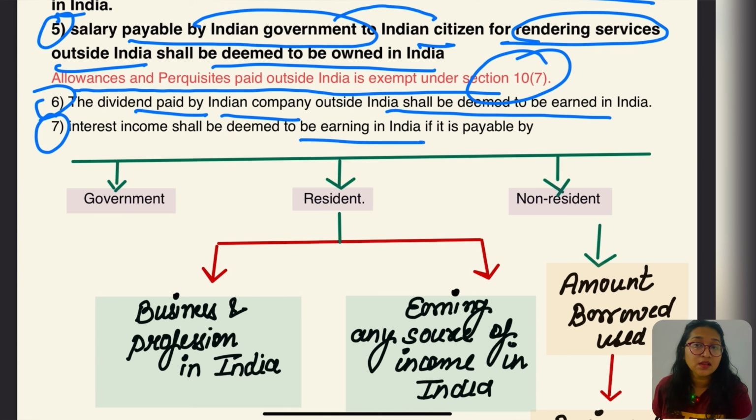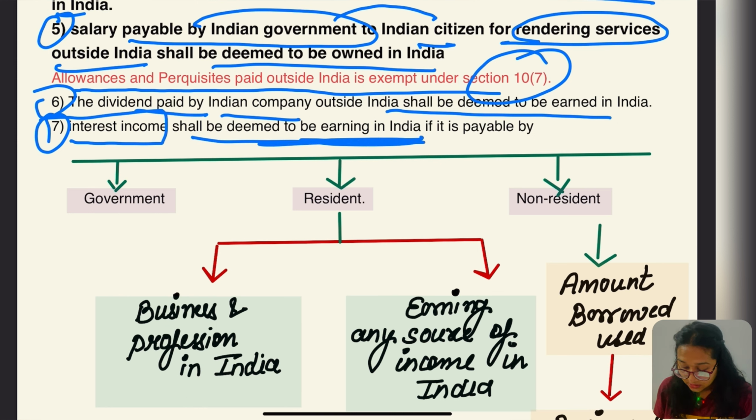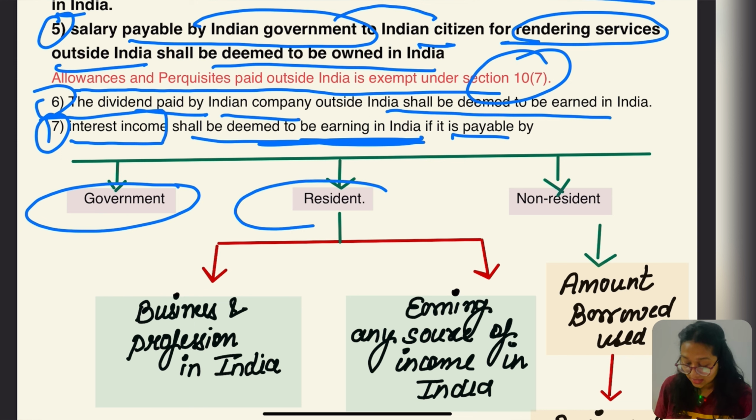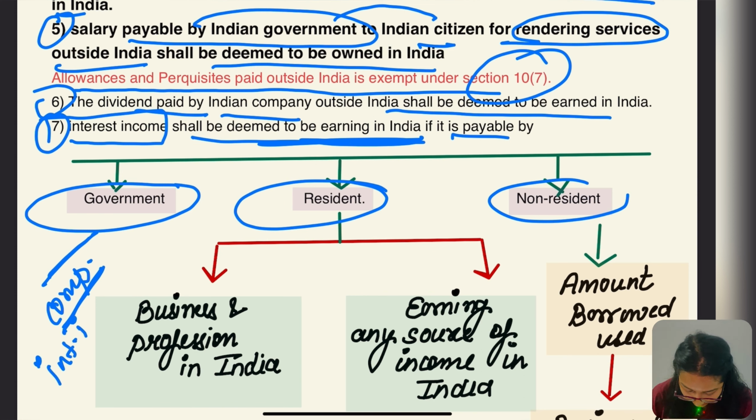There are 3 other points in the same point, which say that the interest income would be deemed to be earned in India if it is payable by 3 people: first, government; second, a resident; or third, a non-resident. In case of government, the interest income would be 100% deemed to be earned in India. Which income? The interest income only.